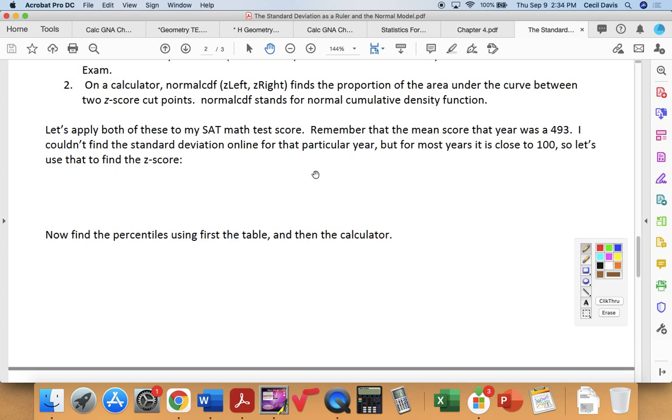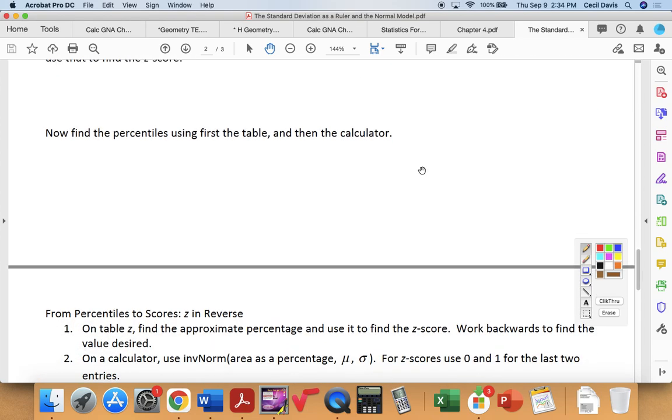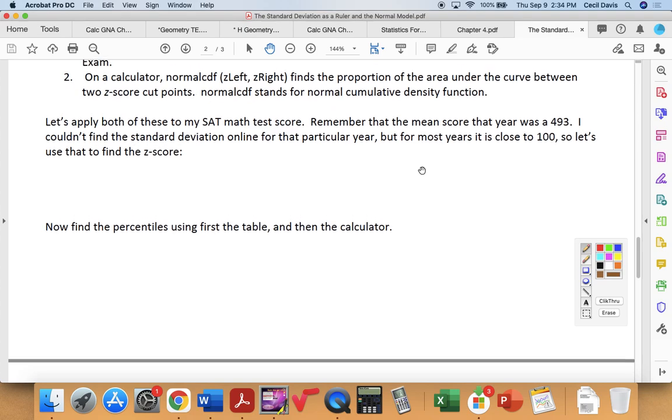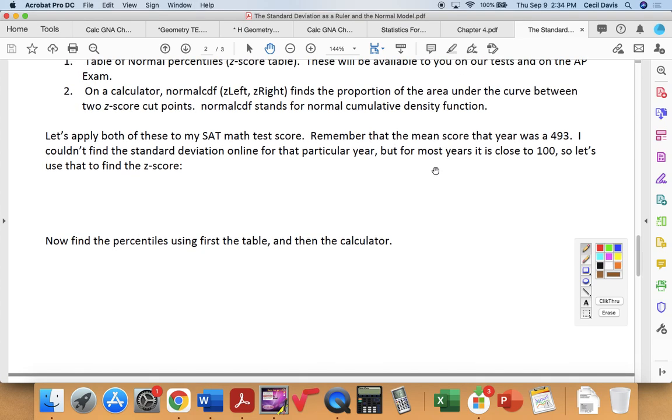All right, so let's look at my math score. The mean score that year was 493. I couldn't find the standard deviation for that, but it's close to 100. So let's find the z-score. For my particular test, I made a 600 on the math part.